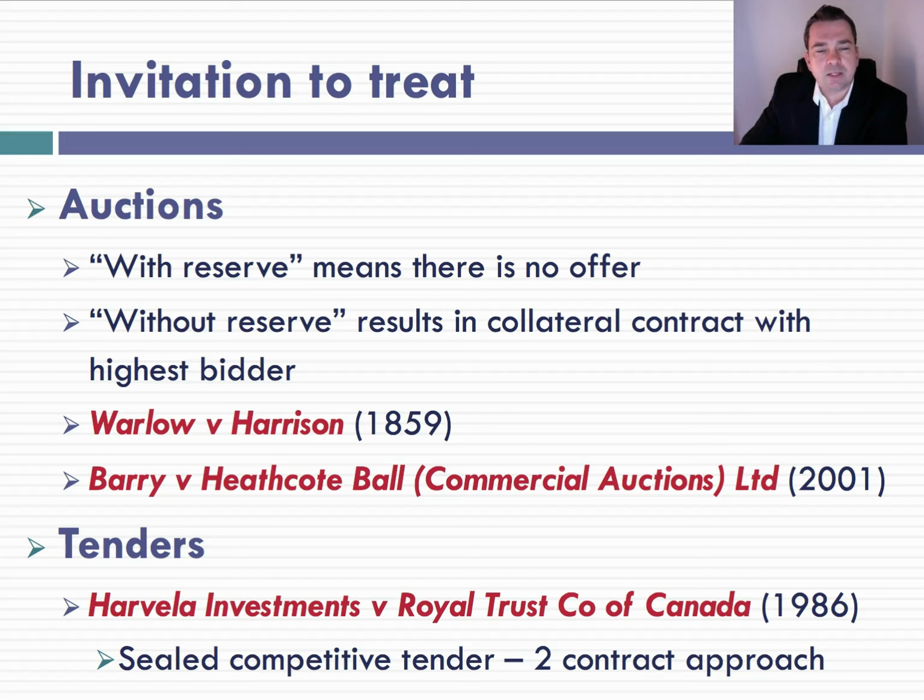And in Warlow, this was really expressed as an obiter, but in Barry and Heathcote, you will see that this is now clearly established as the state of the law. So where you have an auction without reserve, you take the two-contract approach in resolving the situation and making sure that the highest bidder is in fact contracted to buy the item that has been auctioned off, and that there is a contract and that the auction house can't at that point say no.